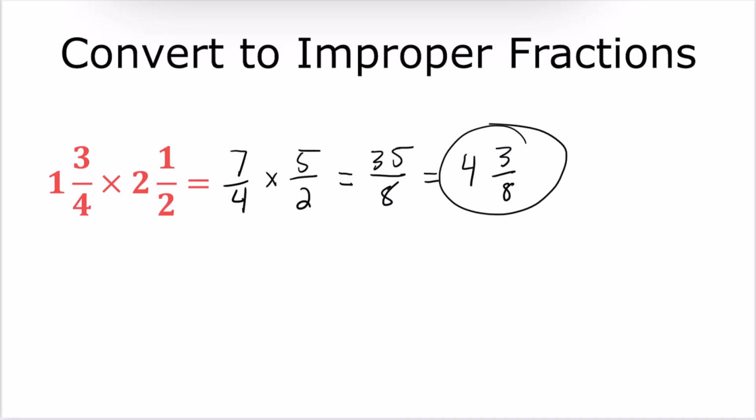So that's the last way that you can multiply mixed numbers. So you can either visualize it on a number line, you can do it with an area model, or you can convert the fractions into improper fractions and multiply them together that way. I would recommend teaching students with the area model and then teaching them the improper fraction method, because the area model really shows a visualization of why mixed number multiplication works the way that it does.